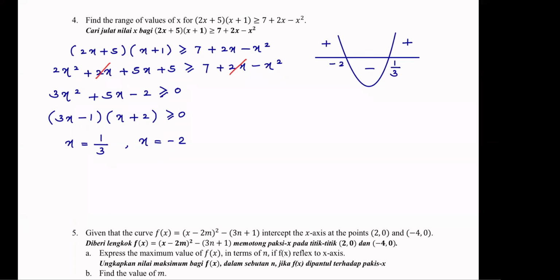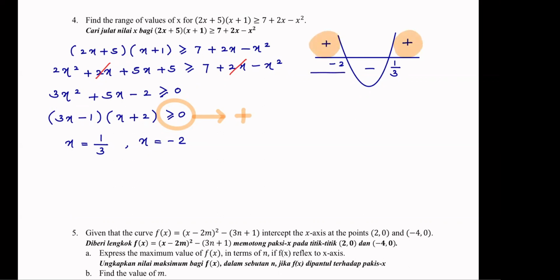So now, how to understand, listen, look at this one. What is this, class? This one is greater than 0. Greater than 0 is positive. Kalau dia ada lesser than 0 is negative. So kamu pergi ambil kawasan positif ni. Ini kawasan positif. Faham, ini kawasan positif. So that means you have to take this positive area, this one and this one.